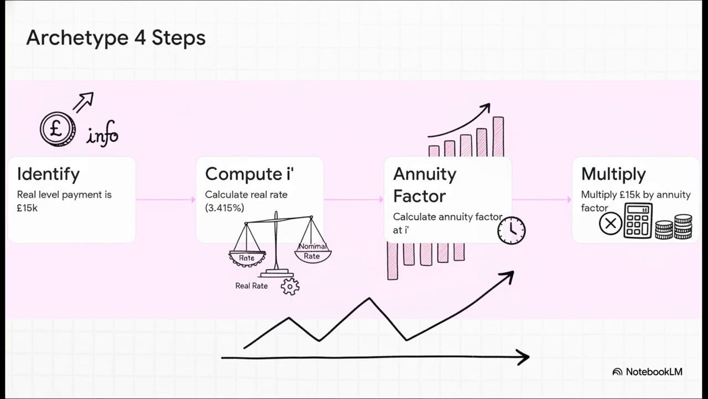Because the payment increases perfectly in line with inflation, its real purchasing power never actually changes. It's effectively a level real cash flow of exactly £15,000. So, step 1, identify that real payment. Step 2, use Fisher to compute your real rate, i prime. That's 1.06 divided by 1.025, minus 1, giving us 3.415%. Step 3, grab your standard annuity formula for 25 years, but calculate it using that newly found real rate of 3.415%. Finally, step 4, just multiply £15,000 by that annuity factor. Boom. You just bypassed a massive headache by choosing to work entirely in real terms.